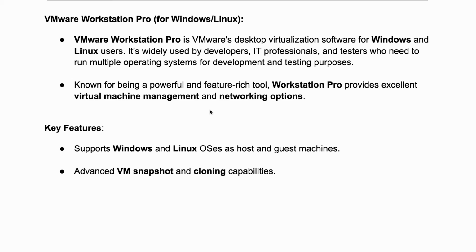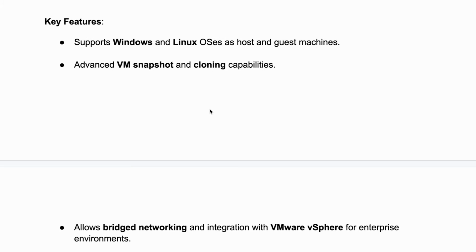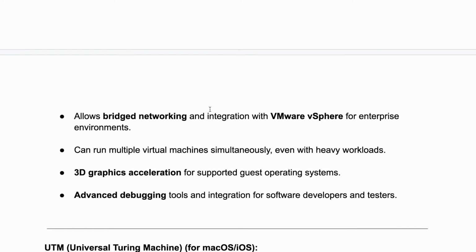VMware Workstation Pro is VMware's desktop virtualization software for Windows and Linux users. It's widely used by developers, IT professionals, and testers who need to run multiple operating systems for development and testing purposes. Some key features are that it supports Windows and Linux, advanced VM snapshot and cloning capabilities, and it allows bridged networking and integration with VMware vSphere for enterprise environments. It can also run multiple virtual machines, and it has 3D graphics acceleration and advanced debugging tools.